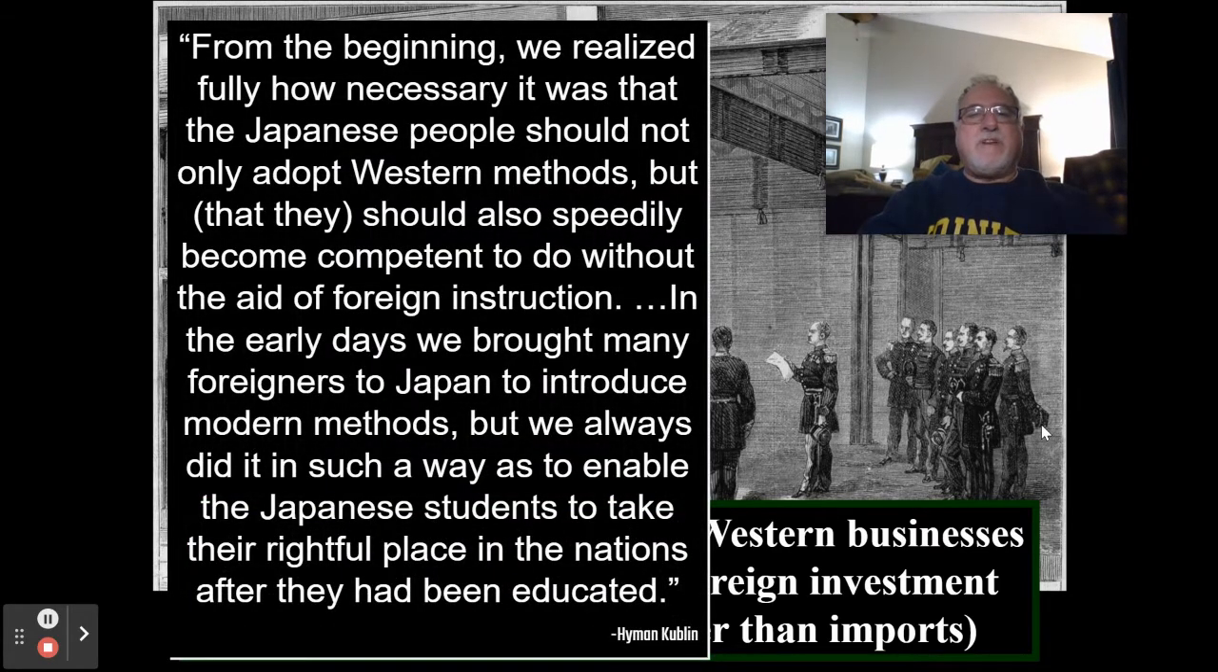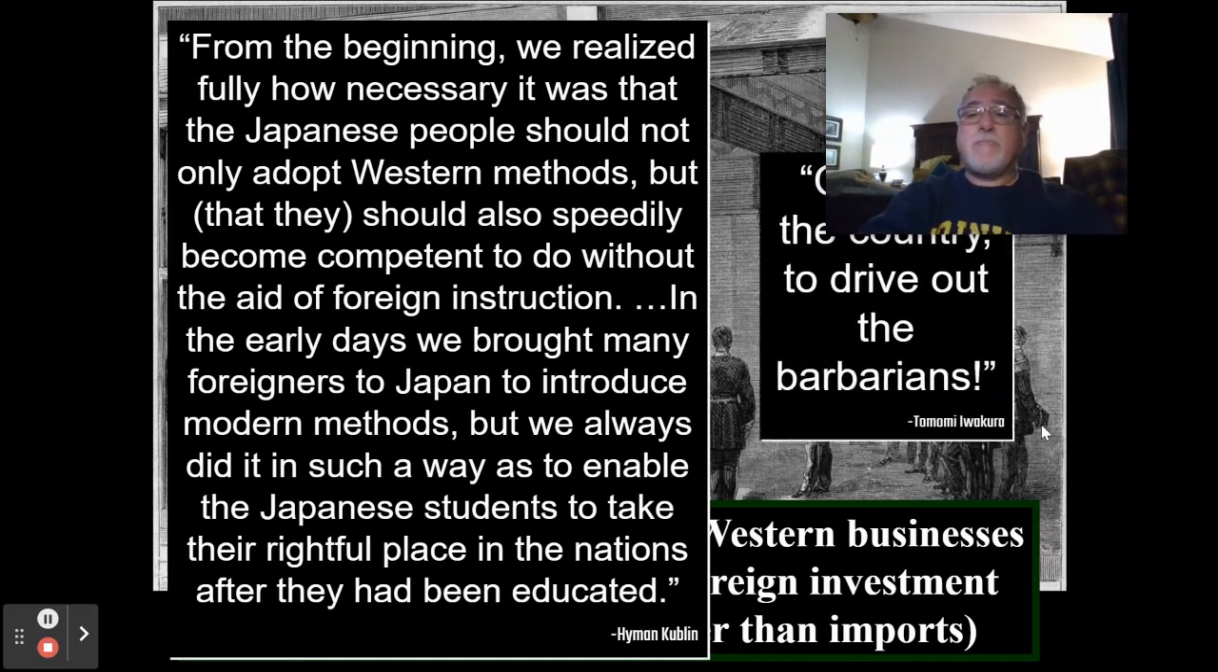From the beginning, we realized fully how necessary it was that the Japanese people should not only adopt Western methods, but that they should also speedily become competent to do without the aid of foreign instruction. In the early days, we brought many foreigners to Japan to introduce modern methods, but we always did it in such a way as to enable the Japanese students to take their rightful place in the nations after they had been educated. So again, the plan all along was to extract education like a resource in a way, and training like a resource, and then use that resource to build your economy.